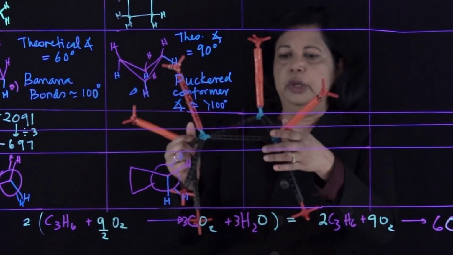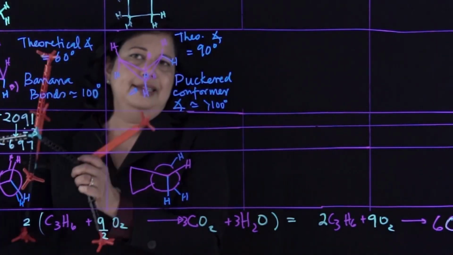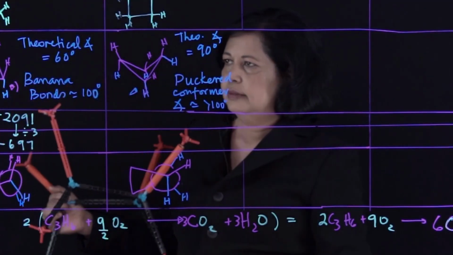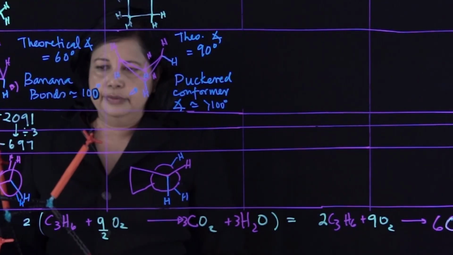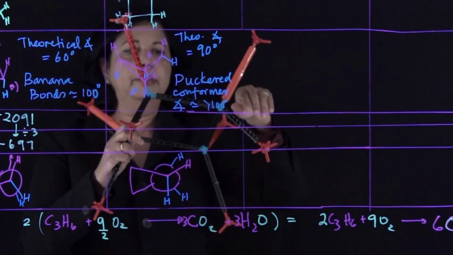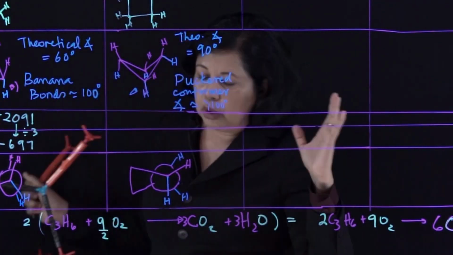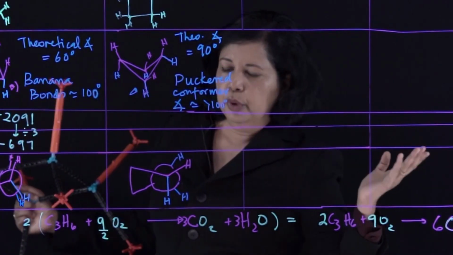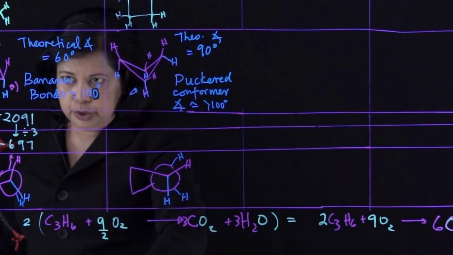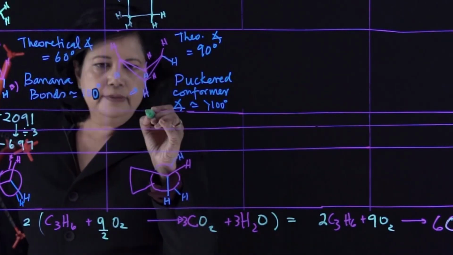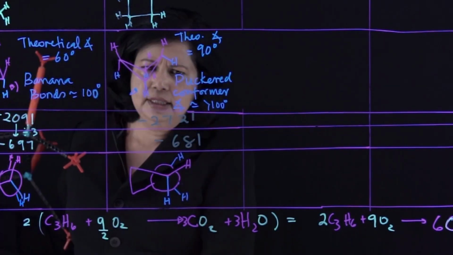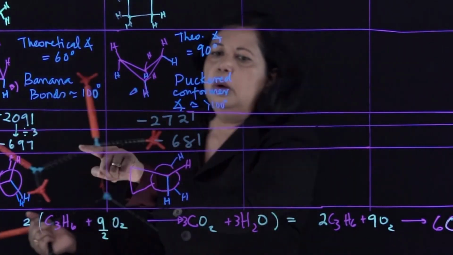What about the energy? What do you think? Is it going to be better or worse than this? Well, you can see that the angle strain is going to be relieved to some extent, and therefore it's going to be a little bit better than this. You're getting bigger angles. You're getting closer to your theoretical 109.5. So here the energy for this is going to be 2721 minus 681. So the energy actually got lowered.